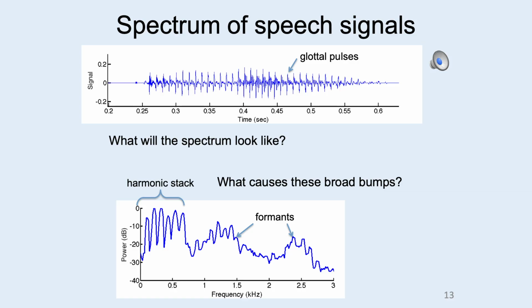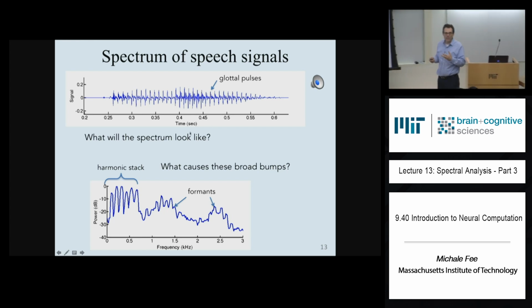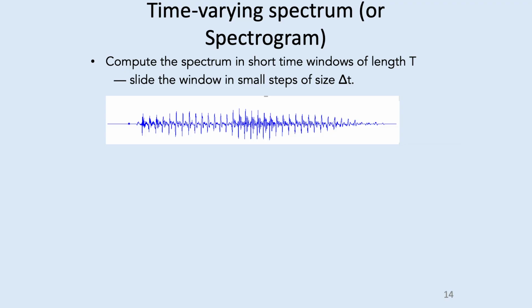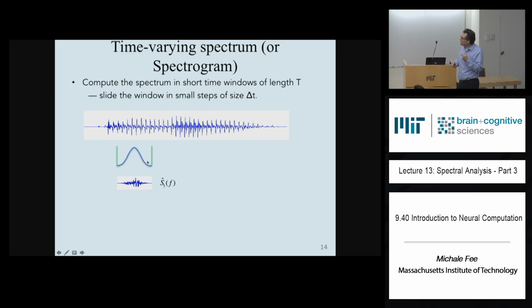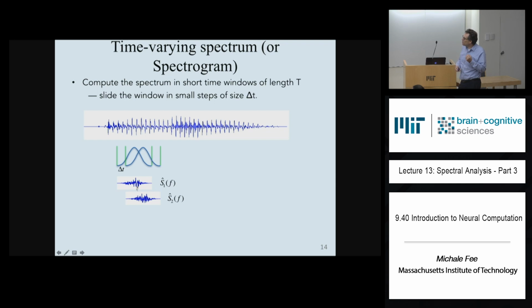Okay, now you can see that this spectral structure isn't constant in time. It changes throughout this word. So what we can do is take that signal and compute the spectrum of little parts of it. We can multiply it by a window, a taper, get a little sample of the speech signal and calculate the spectrum of it just by Fourier transforming it. We can do the same thing, shift it over a little bit and compute the spectrum of that signal.